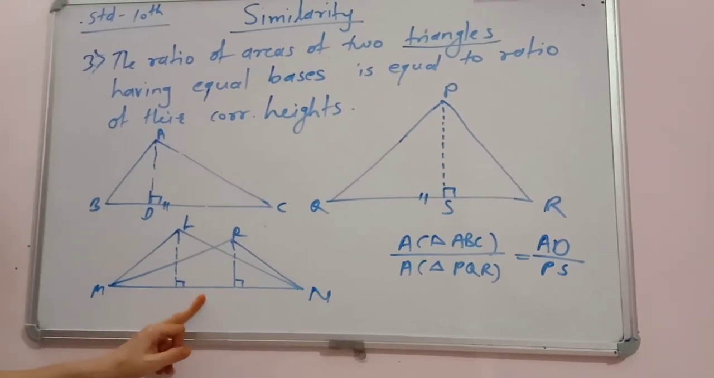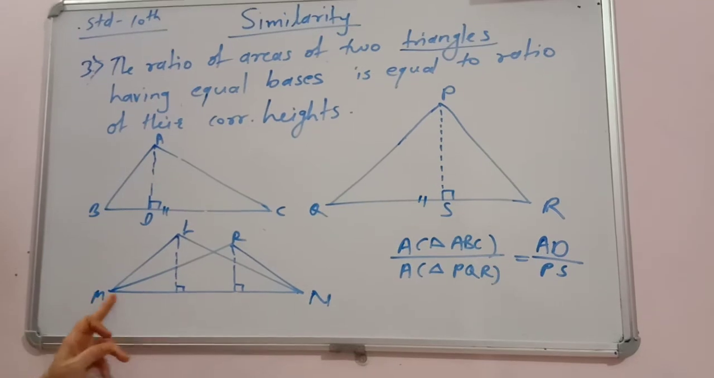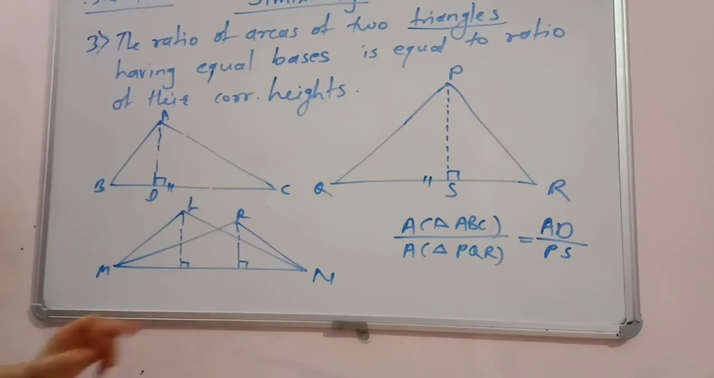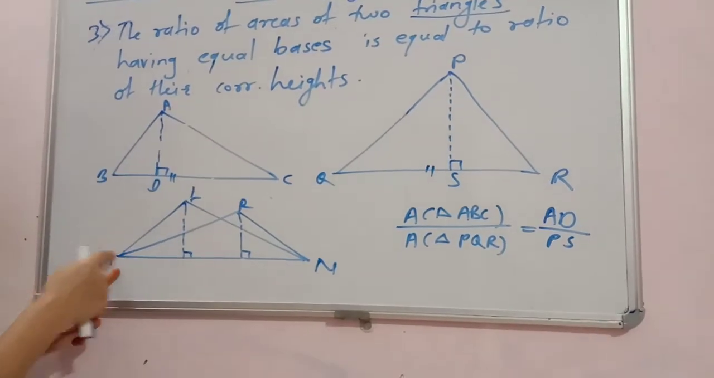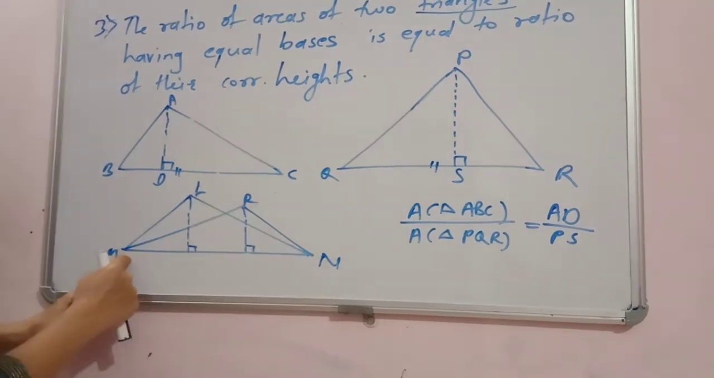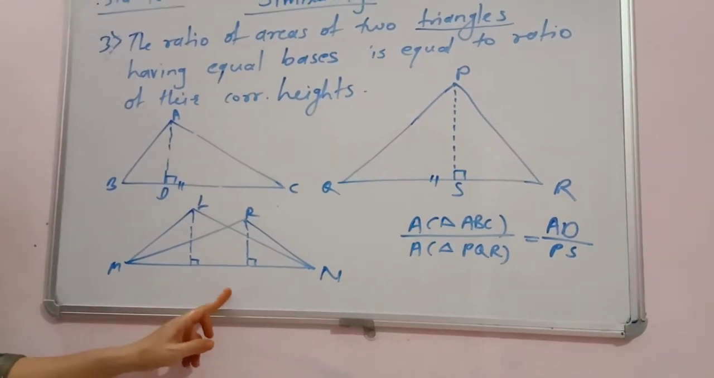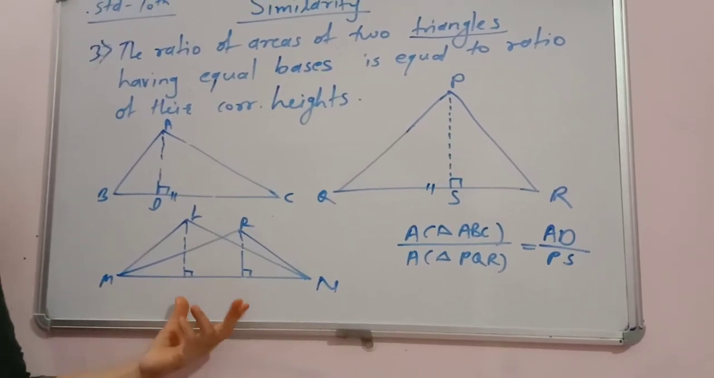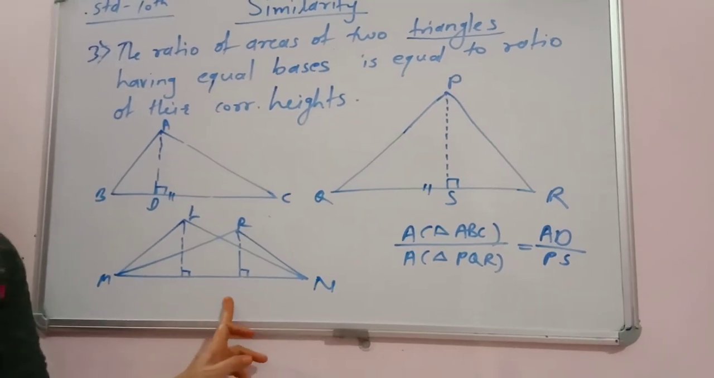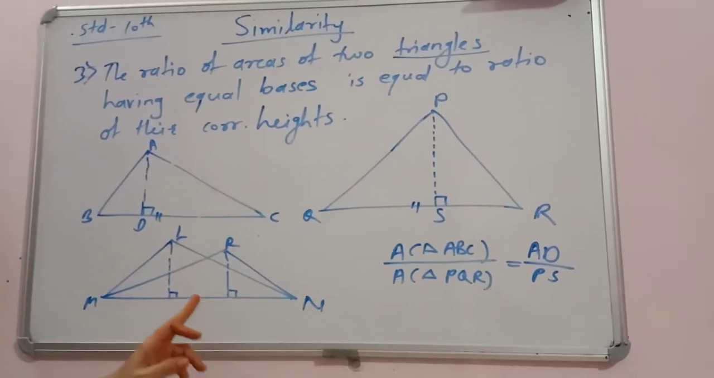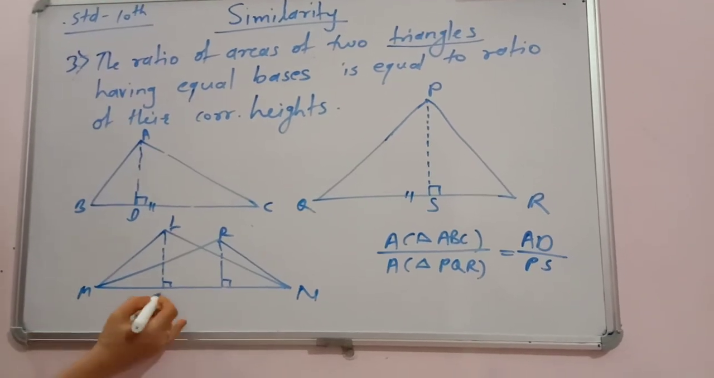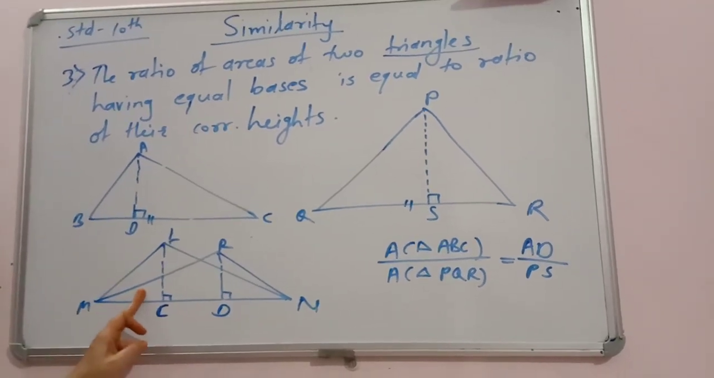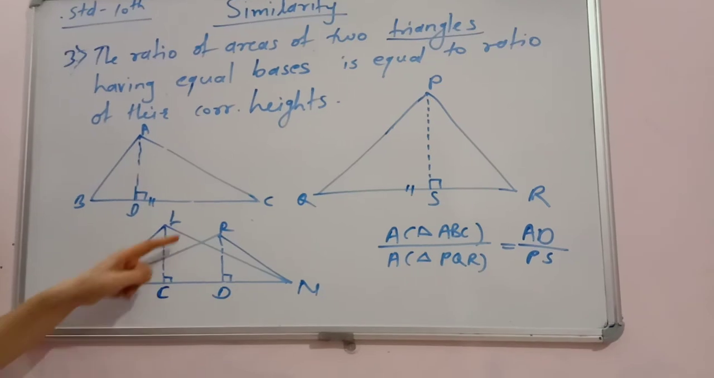So I have drawn another figure here. Triangle LMN and triangle RMN. They have different heights, but again they have a common base. The base of triangle LMN is MN, and the base of triangle RMN is also MN. And you know that every segment is congruent with itself. So if they have a common base, then their areas are in the proportion of their corresponding heights. Here, if I give names, suppose C and D, then the ratio of the areas of these two triangles is equal to LC upon RD.